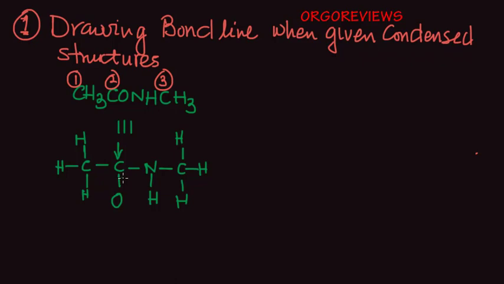And as we all know, oxygen needs 2 bonds. So you can have a double bond between that carbon number 2 and the oxygen. Now with this out of the way, you can easily do the bond line by just starting off with carbon number 1 as a point of contact and drawing to carbon number 2.